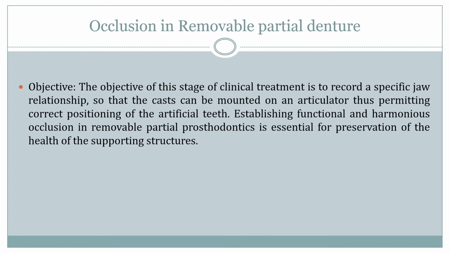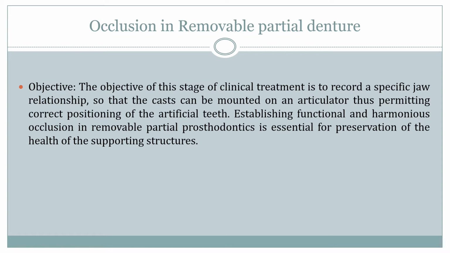And the main objective of your removable partial dentures is that you have to record the centric relation position, that is the most comfortable position of the patient, where your TMJ is in health, so that in this position the cast can be mounted on the articulator, so that the correct positioning of the artificial teeth can be done. That is when you are doing your teeth arrangement.